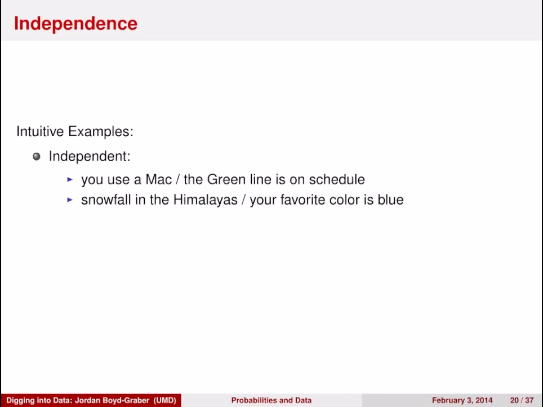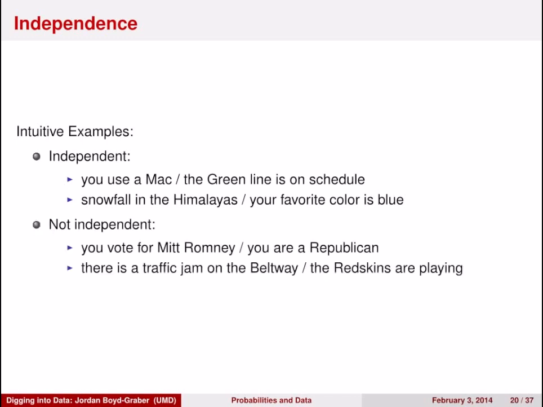So here are some examples of things that one could reasonably say are independent. That you use a Mac and that the green line is on schedule. That the amount of snowfall in the Himalayas is independent of your favorite color being blue. Now, of course, if you have a hyperactive imagination, you could imagine a story connecting these two things, but it's fairly reasonable to assume that these are independent.